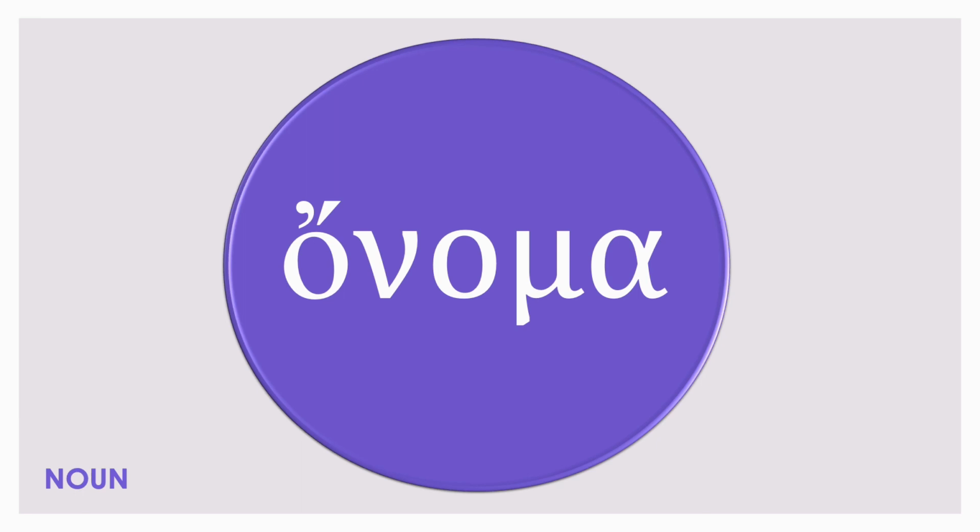Onoma is next. It means name, a common word in the New Testament, and it's in the first chapter of John. Here it is either a nominative or accusative. It is a neuter and it is singular, so we have a at the end of the word. Onoma, name.